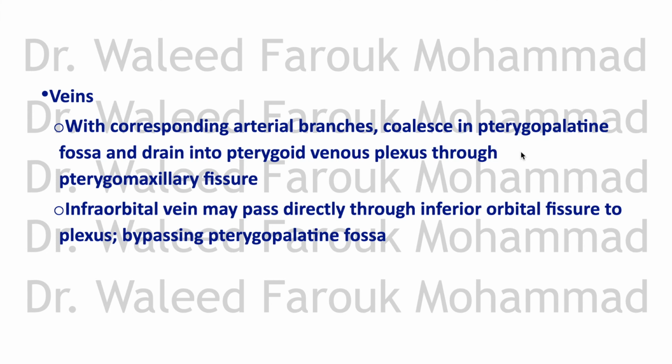And sometimes, in a few cases, the infraorbital vein will not connect to the pterygoid venous plexus through the pterygopalatine fossa. Instead, it will empty directly into it through the inferior orbital fissure. Sometimes, a normal variation of the venous drainage.